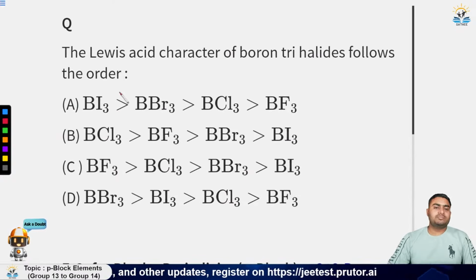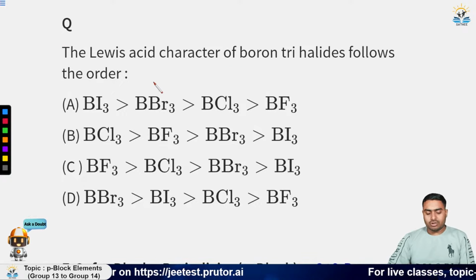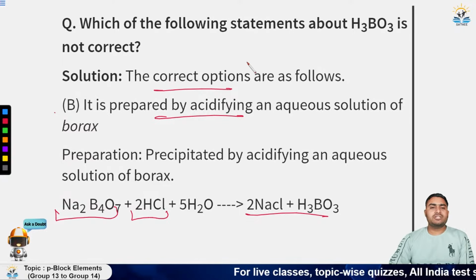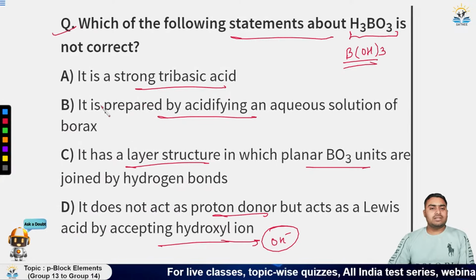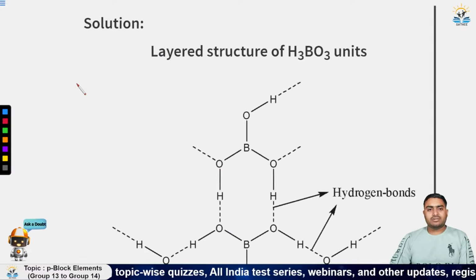Let's move to the next one. The next question is saying that the Lewis acid character of boron trihalides follows the order. I hope the previous answer is clear to all of you. Which of the following statements about H3BO3 is not correct? So the answer is A. It is a strong tribasic acid, that is not correct. So let's move to the next.